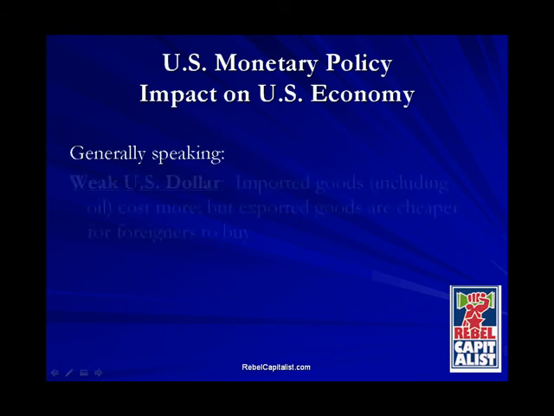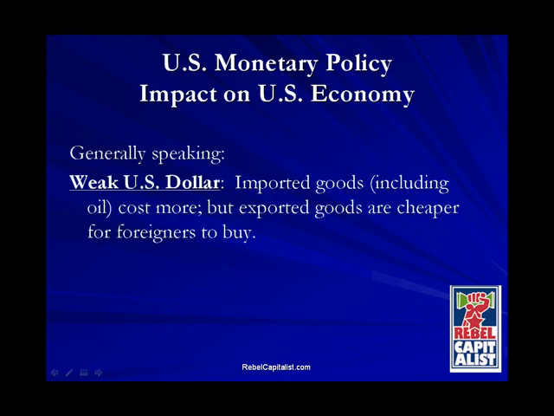So generally speaking, now this goes to the value of the U.S. dollar. Imported goods such as oil cost more, but exported goods are cheaper for foreigners to buy. Such as right now, China is buying a lot of heavy equipment from Caterpillar, and it's partly due to the weak U.S. dollar.